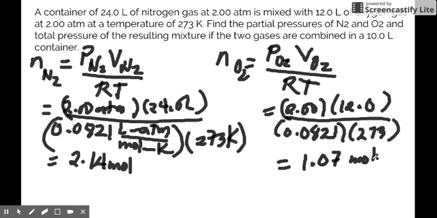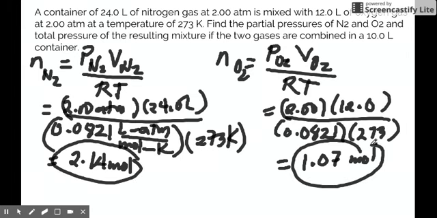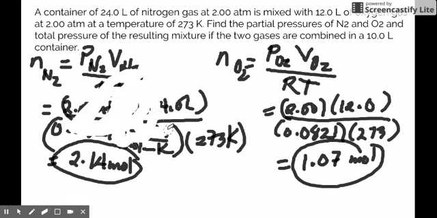So what is the next step now? Once you already got n of N2 and n of O2, then we can readily calculate the partial pressure of N2 and O2, because these amounts that we got are the amounts that combined in the 10-liter container. So we use these amounts to solve for the partial pressure in which the volume becomes 10 liters. So let us now proceed. Let me erase all of this.